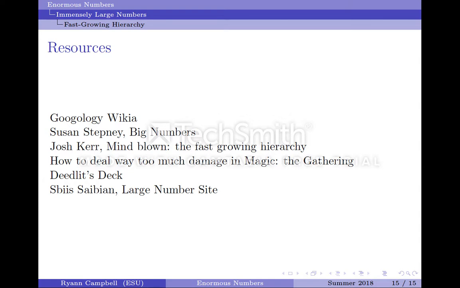So I've got some resources here. They are clickable links so that you can actually find these websites. The most useful websites that I have found on here are Josh Kerr's Mind Blown, the Fast Growing Hierarchy. It is written in more common language. How to Deal Way Too Much Damage in Magic the Gathering describes Deedlit's deck, how it is currently, and how you get so much recursion. And then, of course, just Deedlit's deck is the forum where a lot of people are working on that. The top two and the bottom resources talk a lot about large numbers, and they have been very useful resources in learning all about Googology.